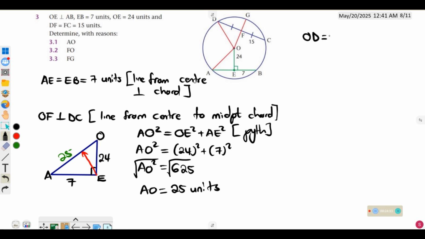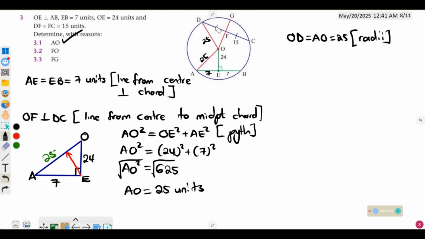OD is equal to AO, and they are both equal to 25. Why is that? This is already I. So at least here we have 7, we have 25, we have 25. Right, so we found AO. They want us to find what? OF. We need to find OF.